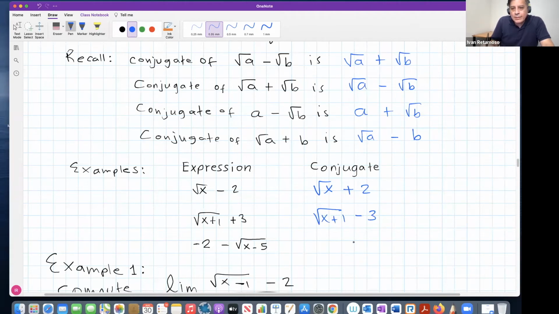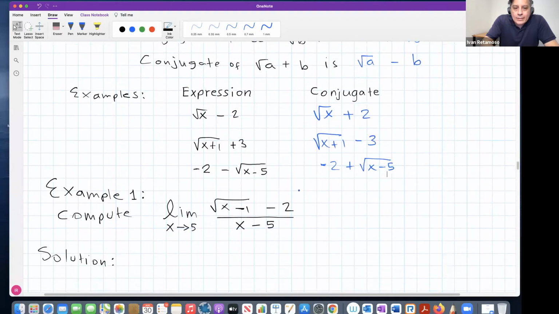What should be the conjugate of this guy? Anyone? You can write it in the chat or you can say it. Robert, you made my day. Excellent, excellent. Minus 2 plus a square root of x minus 5, right? Yeah. I see you guys are sharp. Negative 2 plus a square root of x minus 5. Excellent, excellent. All right, so we're gonna consider the conjugate for this method.